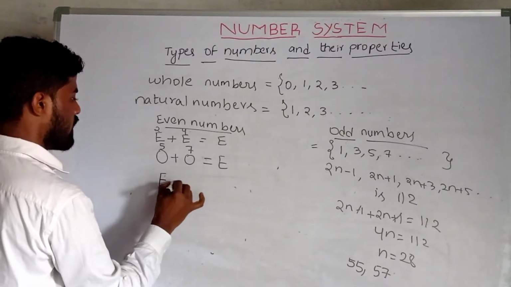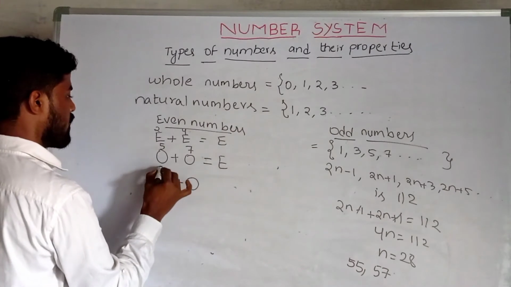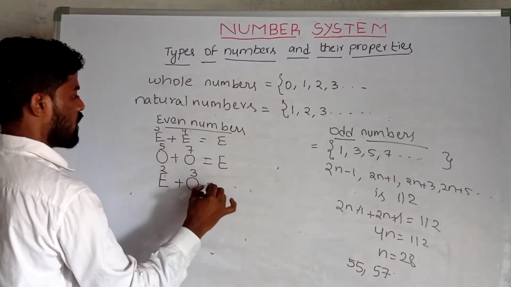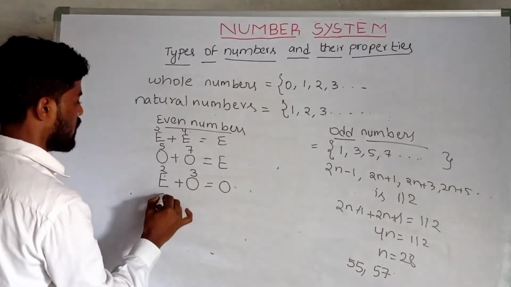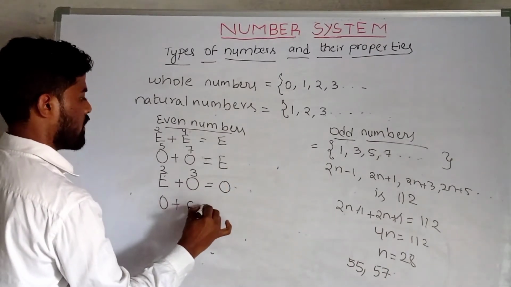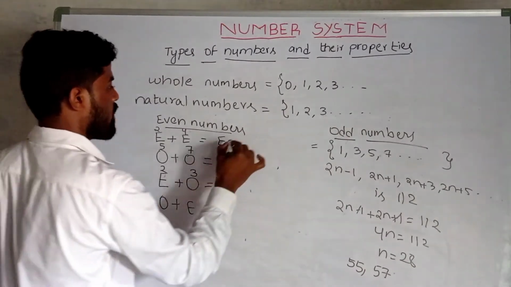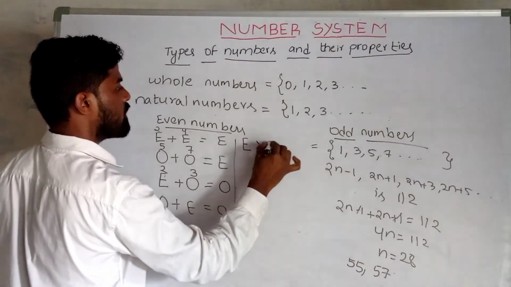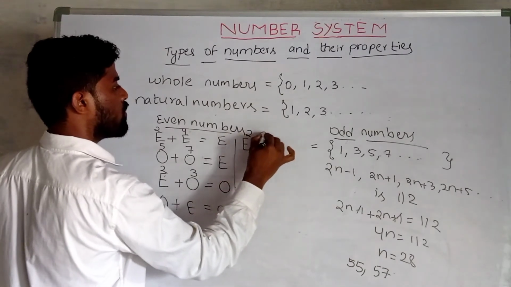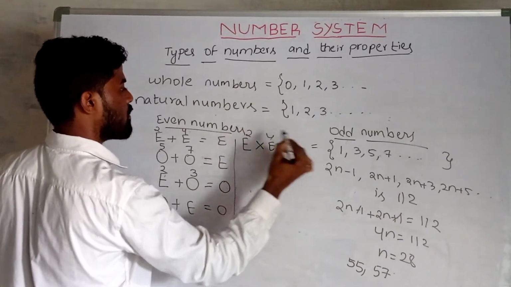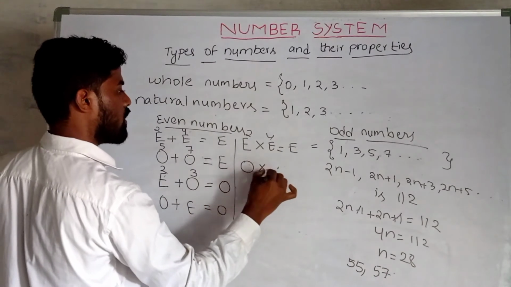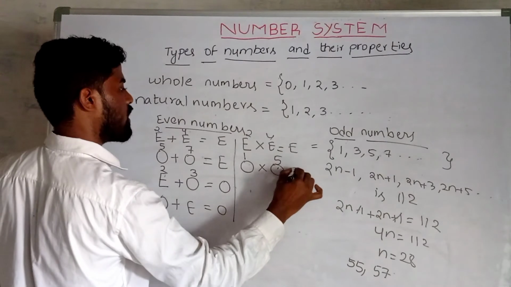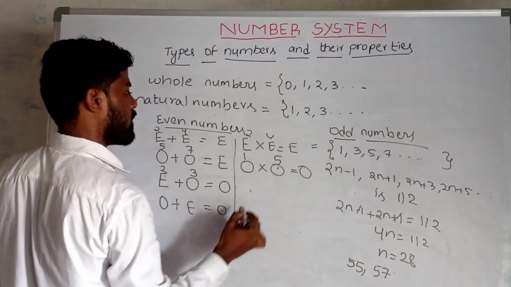If we add an even with an odd number, 2, 3, the result becomes 5, which is an odd number. Odd plus even, odd. If we multiply an even with an even number, 2, 4 becomes 8, which is an even number. Odd with an odd, 1 multiplied by 5, which is 5, which becomes odd.